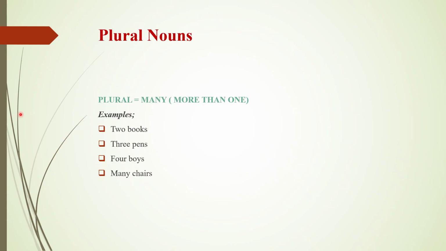Plural, on the other hand, means many or more than one, and a plural noun names more than one thing. For example, you can say two books, three pens, four boys, many chairs, and many others. Plural means many.